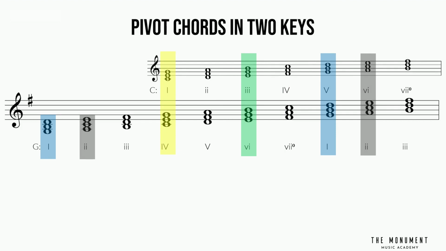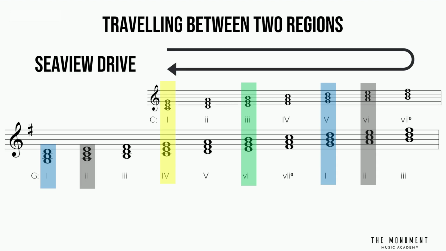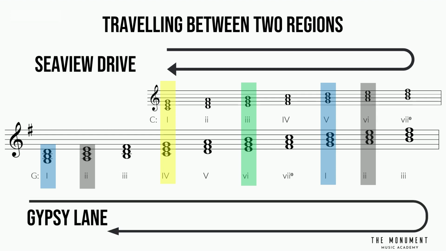Now, I like to think about modulation as traveling from one region to another. This is an analogy that students find easy to understand. Instead of thinking about chords and keys, think about house numbers and neighborhoods. Let's rename C major as Seaview Drive, which funnily enough is actually my address. Let's also rename G major as Gypsy Lane. You can see that both neighborhoods have only 7 houses, numbered 1 to 7.